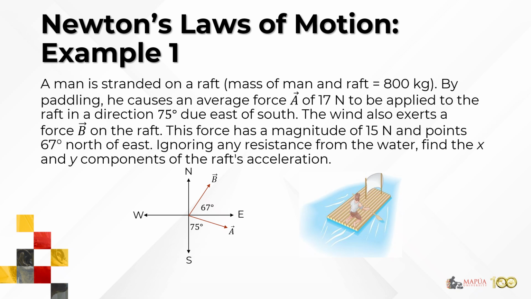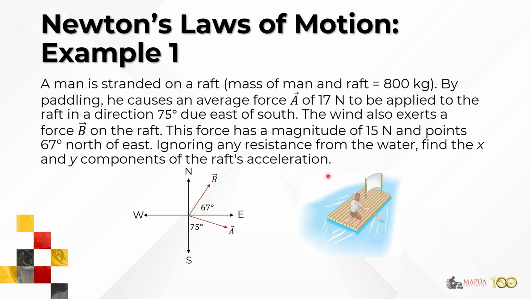First example: a man is stranded on a raft where the mass of man and raft combined is 800 kilograms. By paddling, he causes an average force A of 17 newtons to be applied to the raft in a direction 75 degrees due east of south. The wind also exerts a force B on the raft. This force has a magnitude of 15 newtons, pointing 67 degrees north of east. Ignoring any resistance from the water, find the x and y components of the raft's acceleration.